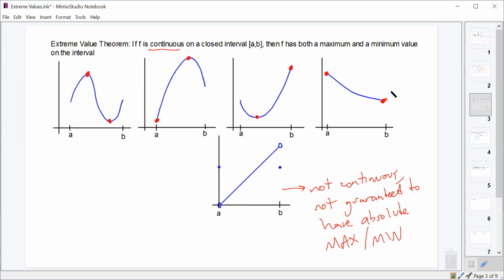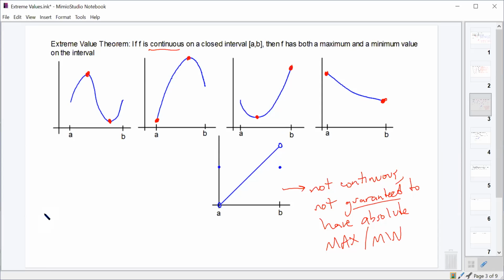If the points at A and B for the last one, like let's say the point at A was below the function and then the point at B was above the function, would there be a min-max or no? It would still have an absolute maximum and an absolute minimum. Suppose A was down here and B was up here. Yes, it would still have them. And that's okay, because the extreme value theorem is only telling us that we are guaranteed to have one if it's continuous and if it's a closed interval. It's not saying anything about not having them if those conditions aren't met. So we could still have them, we're just not guaranteed to have them.